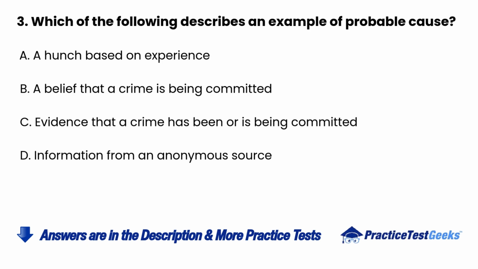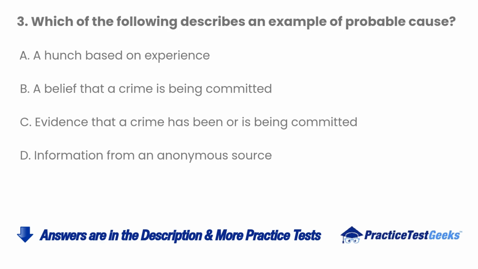3. Which of the following describes an example of probable cause? A. A hunch based on experience. B. A belief that a crime is being committed. C. Evidence that a crime has been or is being committed. D. Information from an anonymous source.